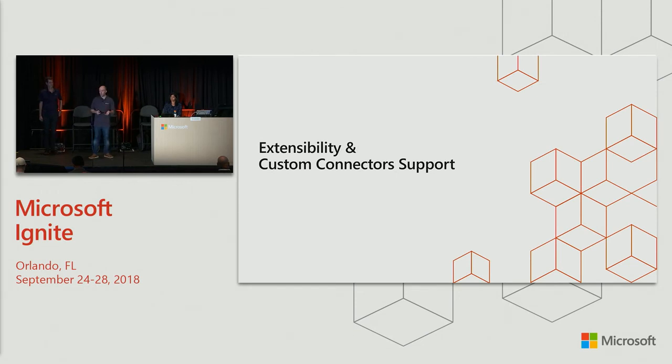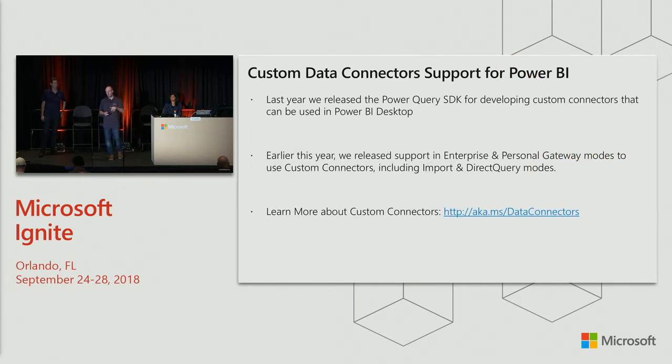Extensibility and custom connector support: we covered this in the previous session on Power Query, but last year we released a Power Query SDK that allows users to build custom connectors that they can use with Power BI Desktop. Earlier this year, we enabled support for those custom connectors through the gateway, in both enterprise and personal modes, and both import and direct query capabilities, so that you could complete the end-to-end with those custom connectors. We have a link to learn more. I'd recommend you check out the recording from this morning's Power Query session, where our good friend Matt Mason did an excellent end-to-end demo of the configuration through the gateway and running in direct query mode for some of those reports.